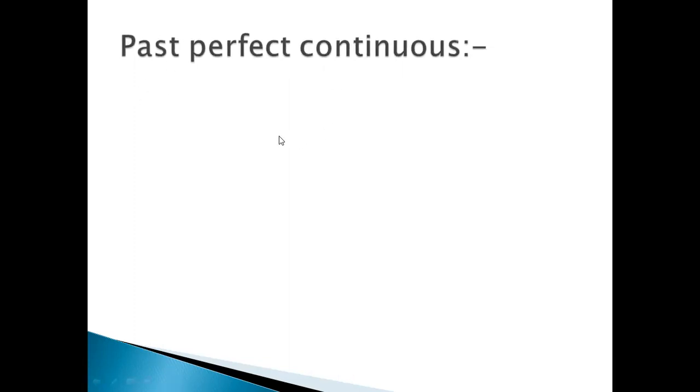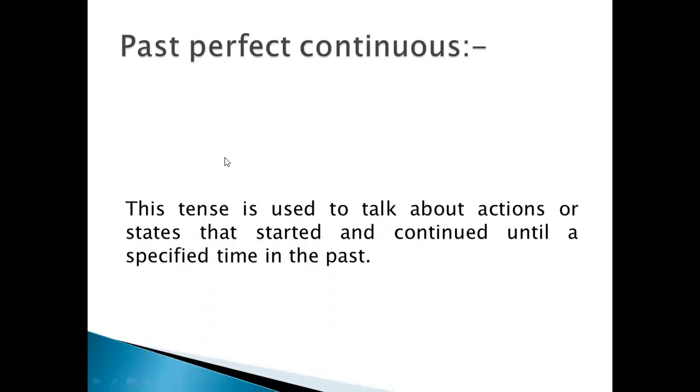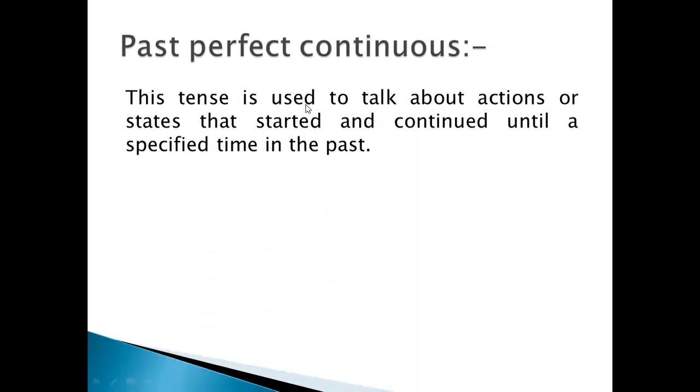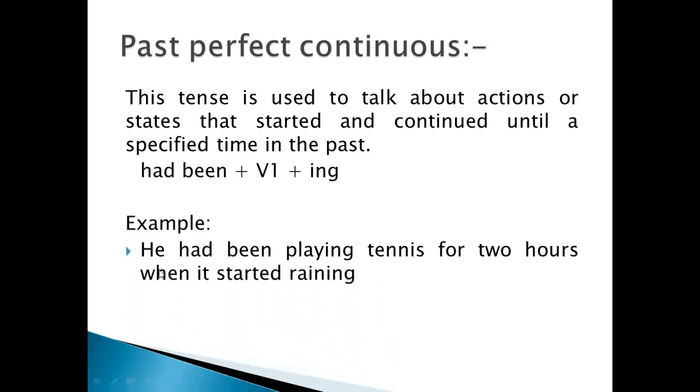Past perfect continuous tense. This tense is used to talk about actions or states that started and continued until a specified time in the past. The formula for it is had been plus V1 plus ing. Example: he had been playing tennis for 2 hours when it started raining.